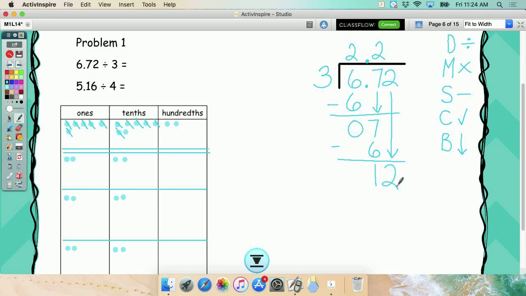Now here's the deal. My place value chart doesn't show 12 hundredths. It shows 1 tenth and 2 hundredths, which is still 12. But how am I going to divide those out? I can't. So Miranda, tell me what I need to do here. Very good. So I'm putting an X through that one, showing it's gone, okay? And I'm moving it to the hundredths. So really I'm changing 1 tenth to 10 hundredths.